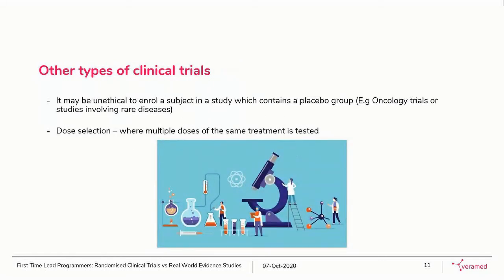There are other types of clinical trials as well. So it might be unethical to enroll a subject in a study which contains a placebo group. For example, oncology trials or studies involving rare diseases. And this is usually because not giving experimental treatment would almost certainly cause the patient's health to get worse. Another type is dose selection. This is where multiple doses of the same treatment are tested. And this would usually occur quite early on in the study, when a decision needs to be made as to which dose to take forward for the rest of the study.